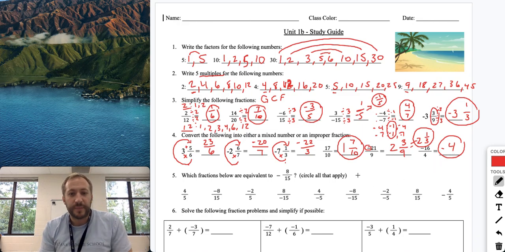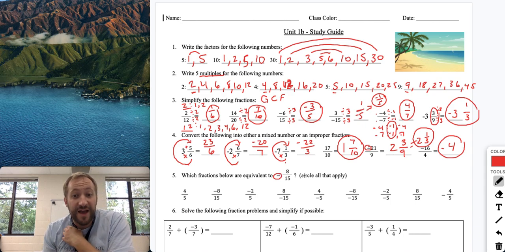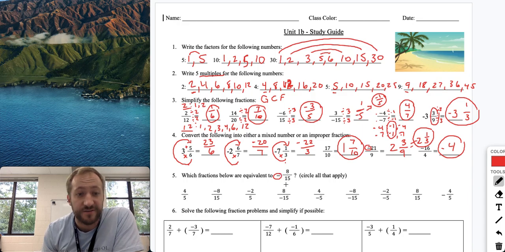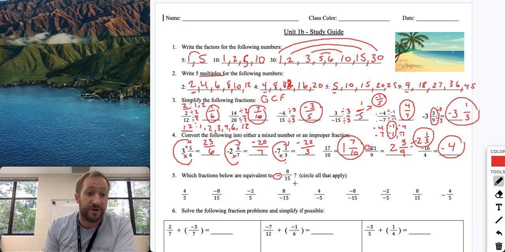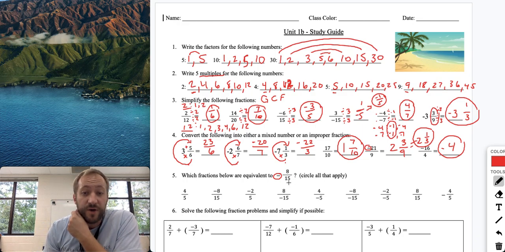Let's look at the next one. Which fractions below are equivalent to negative 8 over 15? Notice how the negative sign is right next to the fraction bar. I don't suggest you write it that way just because sometimes your handwriting might make it look like that's just a really long fraction bar. It might look connected, and then I won't be able to tell that you wrote a negative sign. So just be careful. But like we said, you could see it one of 3 ways: in the fraction bar, in the numerator, or in the denominator.